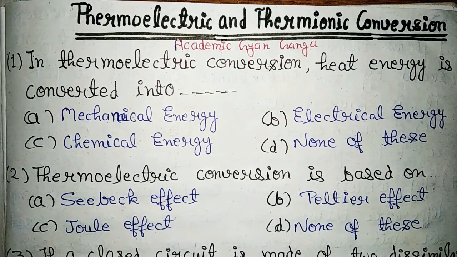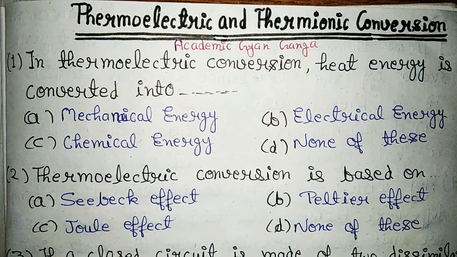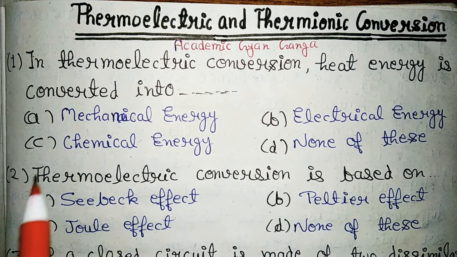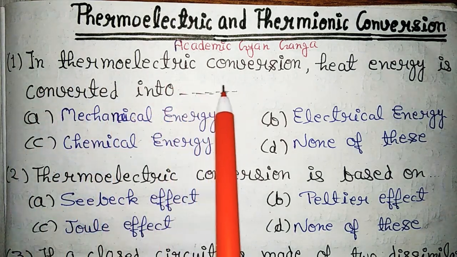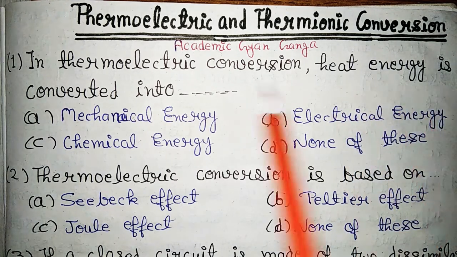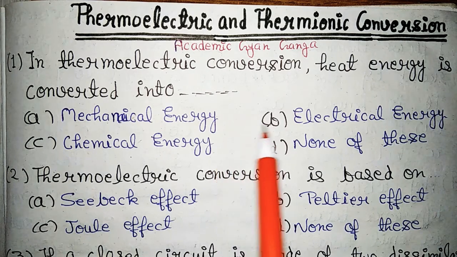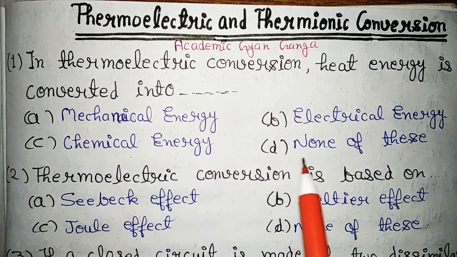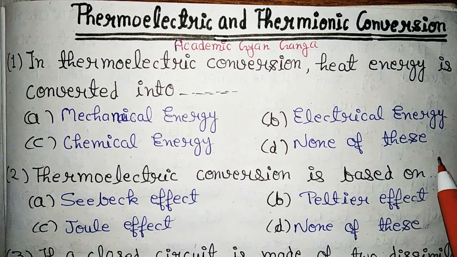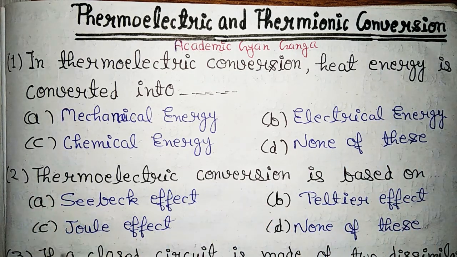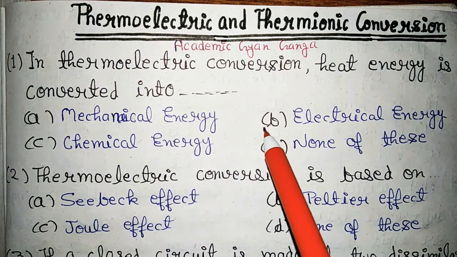So today we are studying about thermoelectric and thermionic conversion. First question. In thermoelectric conversion, heat energy is converted into option A mechanical energy, option B electrical energy, option C chemical energy, and option D none of these. So right answer is option B, electrical energy.